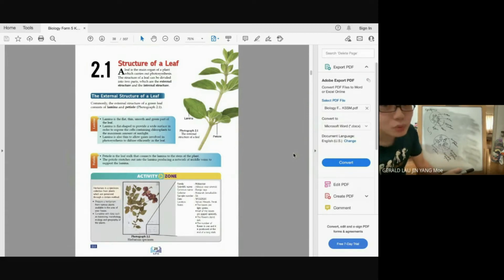The lamina is the flat, thin, smooth, and green part of the leaf. Lamina is flat in shape to provide a wide surface for gaseous exchange. Petiole is the stalk that supports the lamina.